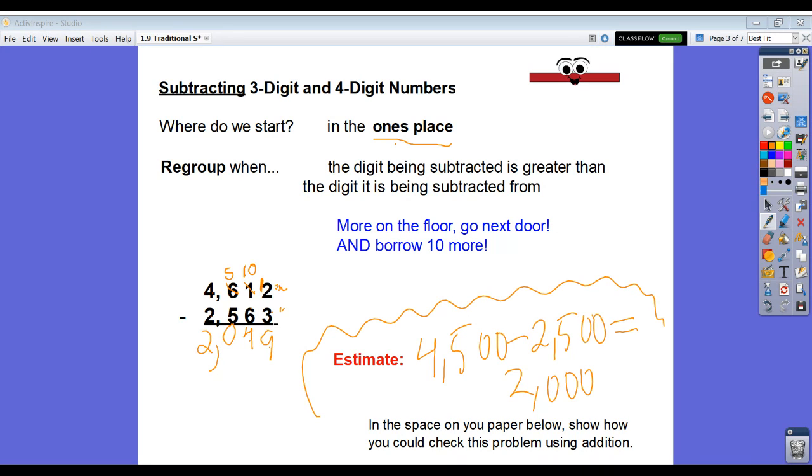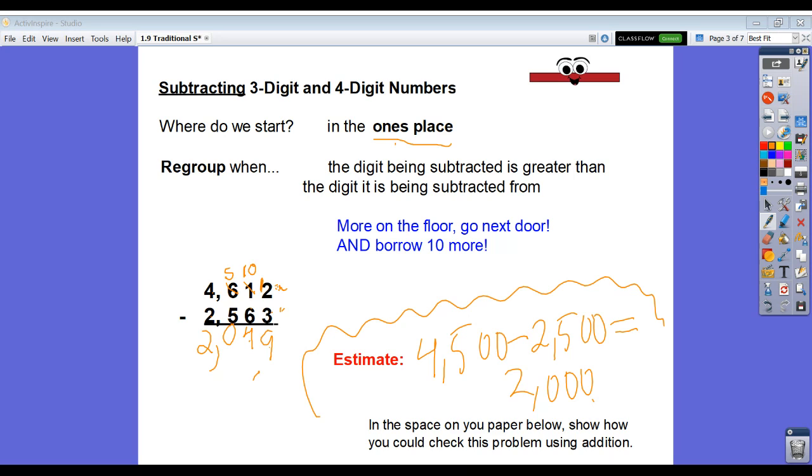Now for my most important step, think, does my answer make sense? As Elizabeth said, we check if it's close to our estimate to make sure it makes sense. And is 2,049 pretty close to 2,000? Yeah, awesome. In fact, how many away is it? It's only 49 away, so we know our answer makes sense.